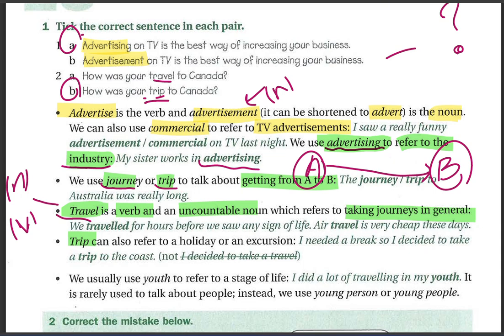I needed a break, so I decided to take a trip to the coast. We use "trip" when you want to go on a holiday, when you are tired of working or studying and you want to have fun for some days. You say trip, not "I decided to take a travel." I decided to take a trip, and the verb that comes with trip is take.